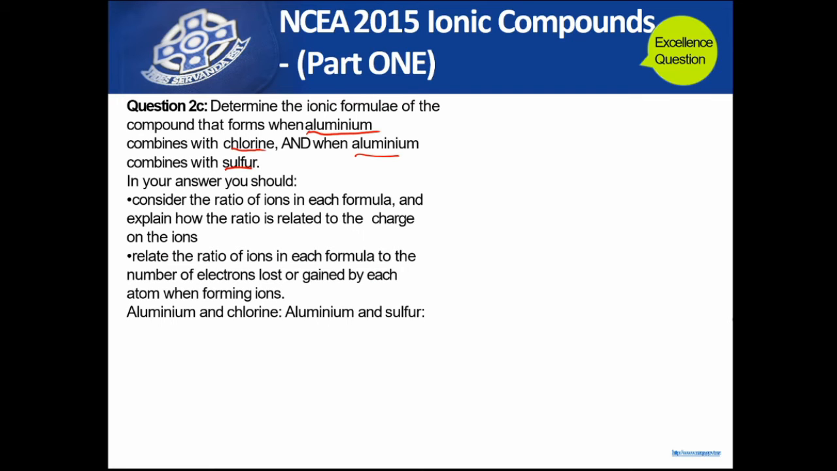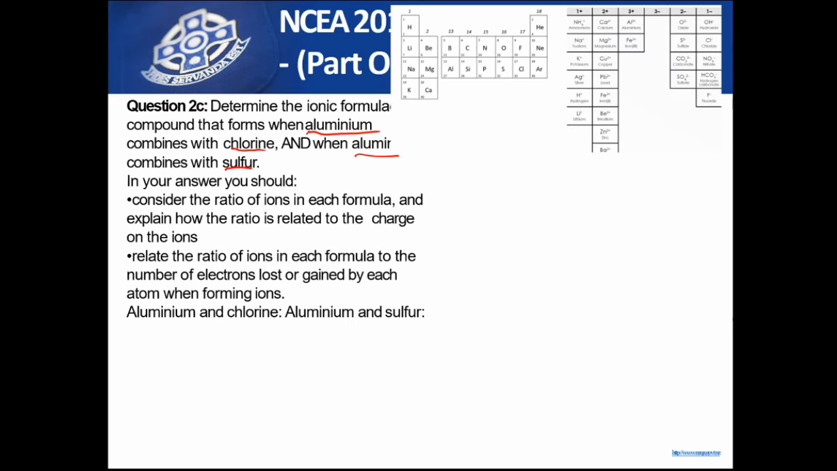Okay, so aluminium and chlorine, aluminium and sulfur. So bring in our periodic table. Aluminium is in group 13. So how many electrons in the outer shell? 3. So aluminium is going to be 3 plus if it forms an ion. And look there, that's aluminium right there. Then first one is aluminium and chlorine. Chlorine is in group 17, and if it's in group 17, it's got 7 valence electrons and it needs 1 electron.